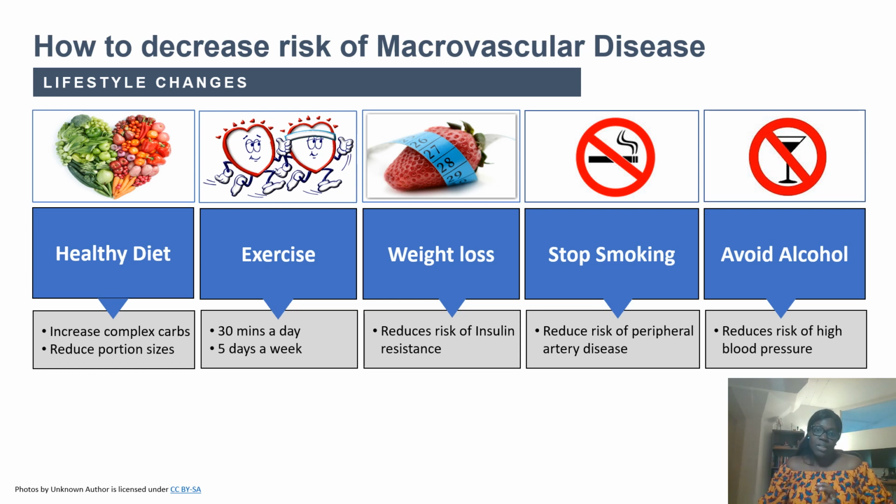Smoking: the toxins in smoking destroy the vessels. So reducing smoking will also reduce the risk of peripheral artery disease. Alcohol increases the risk of high blood pressure, and this is macrovascular disease. So reducing or stopping alcohol is going to reduce the risk of macrovascular diseases.